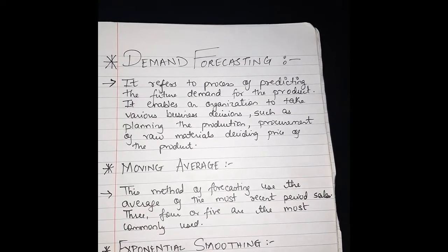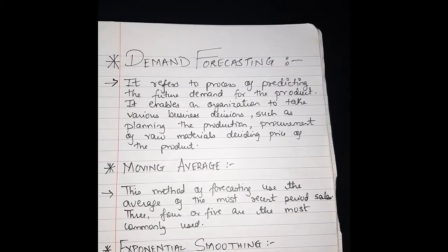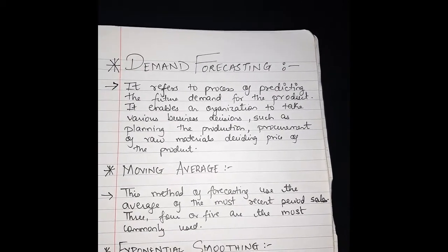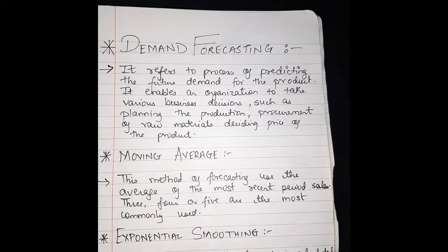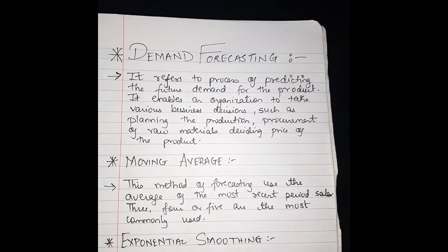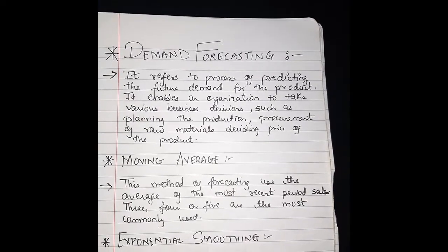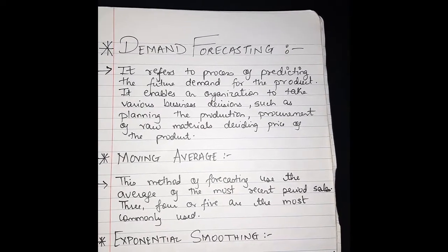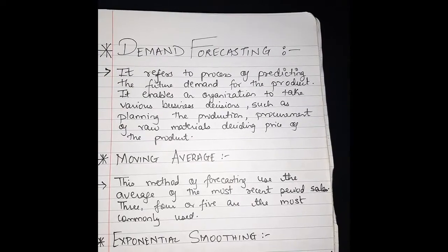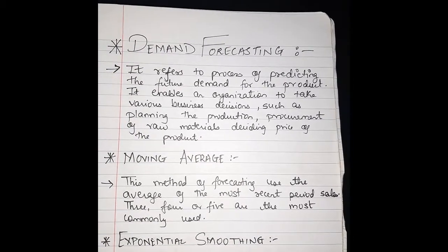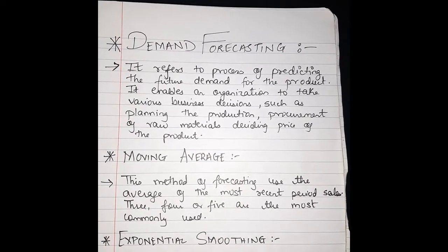Because it enables the organization to take various decisions regarding the business, such as the planning of the production, how much production is needed for a particular demand, which is linked to the procurement of the raw material as well as the procurement of the human resource, and finally deciding the price of the product.